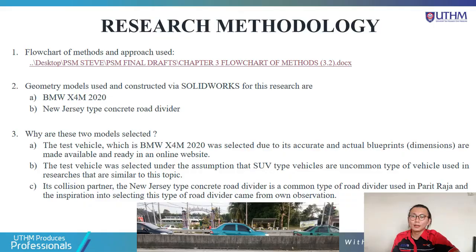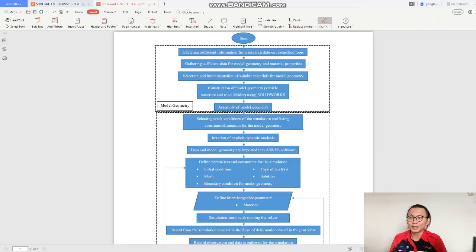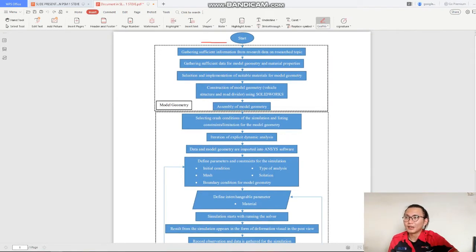The next section of this video presentation is about the methodologies used in this research. As you can see appearing on the screen right now is the flowchart of methods and approach that I've used throughout this research. So as you can see from the starting point, I've gathered sufficient information from research data on this research topic, and for the model geometry and the material properties that I'll be using for the simulation. So the next step, I'll be selecting and implementing suitable materials for the model geometry.